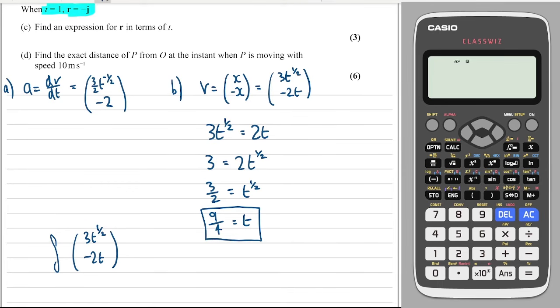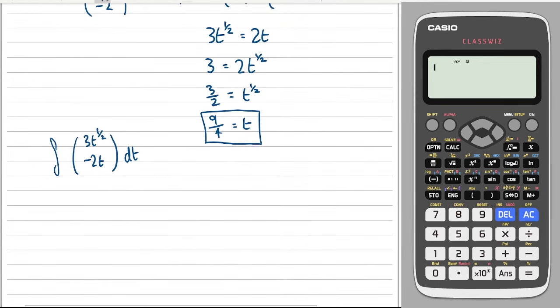Still going to keep it as columns, I just prefer using columns. And that is going to be with respect to t. So that will give us the position r. And when I integrate, I up the power by 1 to get 3 over 2, and then I divide. I do 3 divided by 3 over 2, which is 1.5, and I'm going to get just 2.